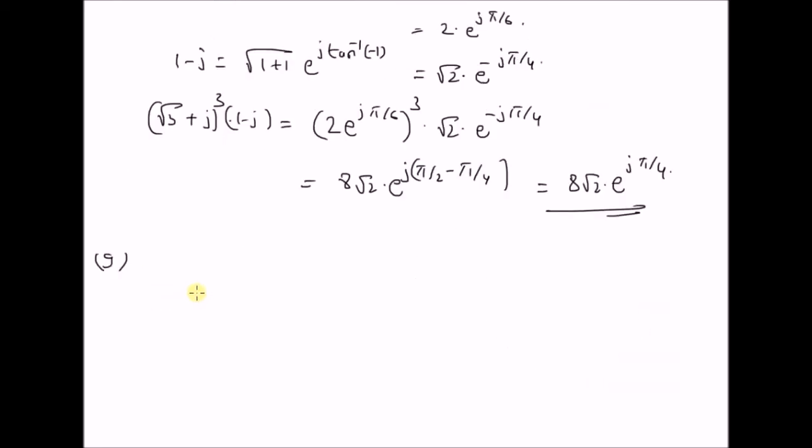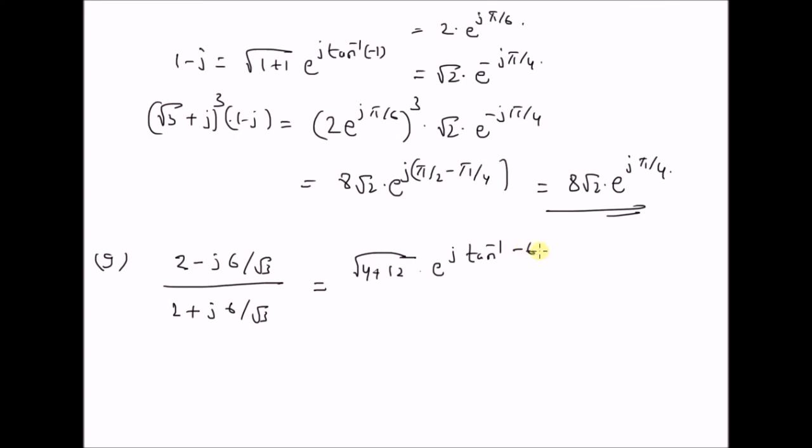Next example is where we have a fraction or ratio of two complex numbers. We have a ratio of two complex numbers, 2 minus j into 6 over square root of 3, divided by 2 plus j into 6 over square root of 3. Now we have to convert them into polar form. That is, the amplitude is square root of (2 square, 4, plus 6 square by 3, which is 12), and then the angle is e power j into tan inverse of minus 6 by square root of 3 into 1 by 2.